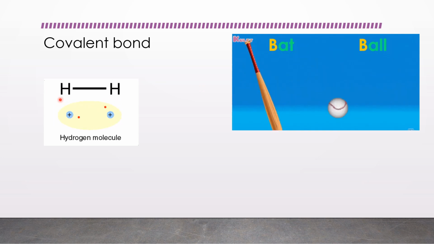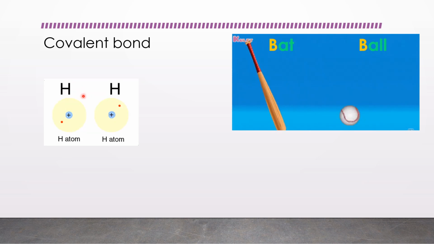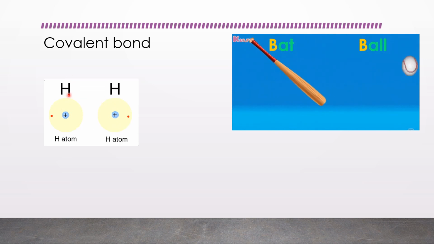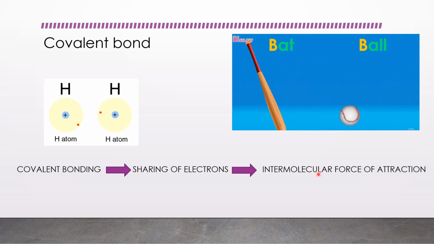This is the best example, H2 molecule. Hydrogen atom has one electron and another hydrogen atom has one electron. These two atoms form a bond that is covalent bond. One hydrogen atom shares one electron and another hydrogen atom shares one electron. They share electrons and as a result a bond will be formed. That bond is covalent bond. Covalent bond means sharing of electrons, and intermolecular force of attraction will be present in covalent bonding.